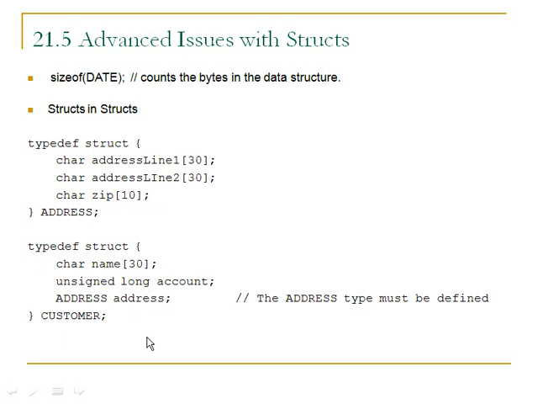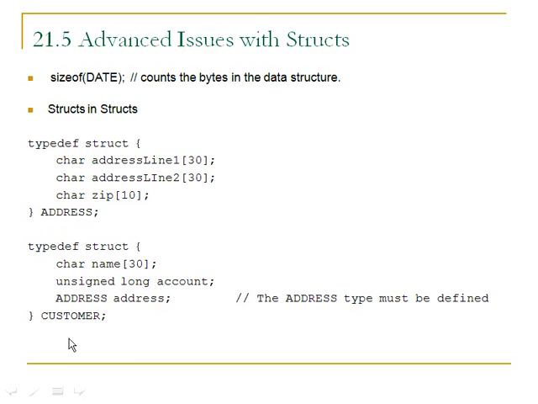Here's another one. In this case, we're defining something called a customer. What are the component parts of a customer? Well, a customer has a name and an account number and an address. Well, where did this thing come from? That was our own user-defined type that we defined just up here.